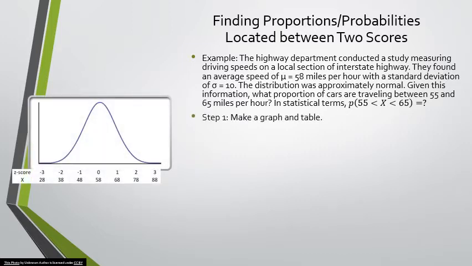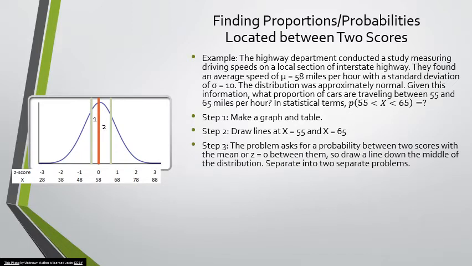So first step, you know the mean and standard deviation, so you can make a graph of the normal curve and the table using your information. Then you're going to draw lines at the two scores they gave you, 55 and 65. And this problem asks for a probability between two scores, and the mean is actually in the middle of these two scores somewhere. So you're going to separate this into two separate problems by drawing a line straight down the middle of the distribution where z-score is equal to 0, right at the mean. Okay, and then you have problem 1 on the left, problem 2 on the right.